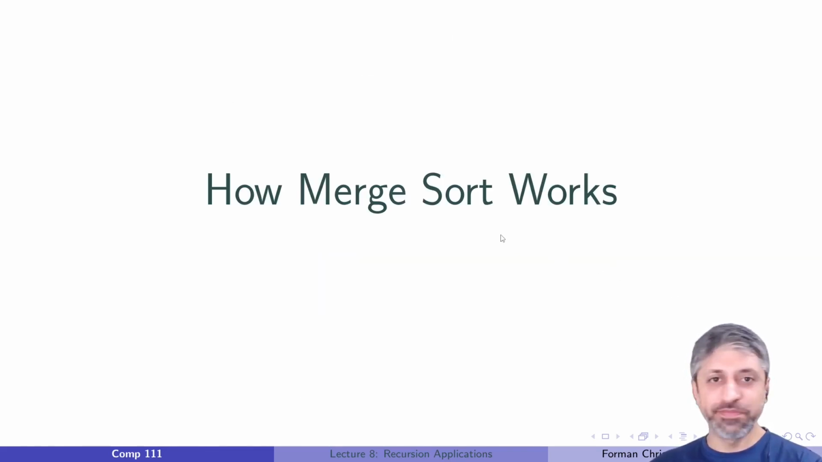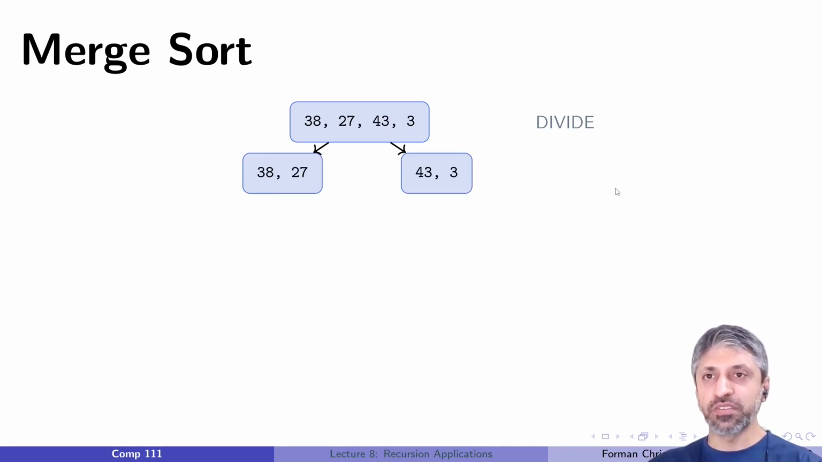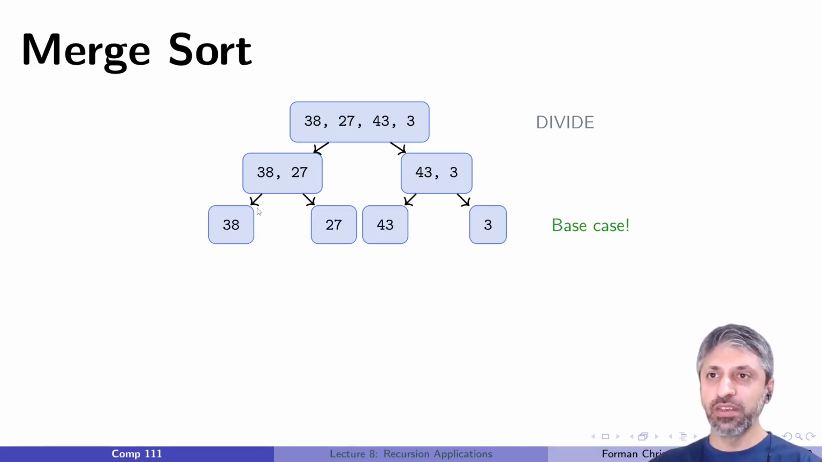Moving on. So how merge sort actually works. Let's see the full picture here. We have a list that has 4 items. First, we divide or split it into 2 pieces with 2 items each. And then in the next recursive step, we divide each of these lists into 2 further sublists. But at this point, each list is a single item. And we know from the base case that a single item is already sorted.